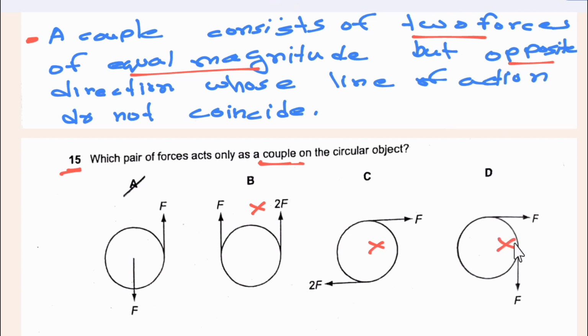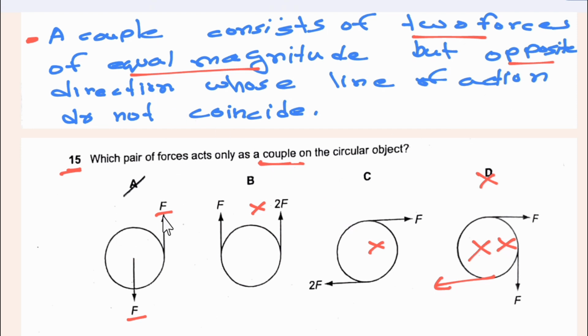but the forces do not act in opposite direction. If the force were acting in this direction, then this would be the answer, but since they are not acting in the opposite direction, this would not be the answer. Then for option A, we can see forces of equal magnitude acting in opposite direction whose line of action do not coincide. Line of action not coinciding means the forces are not acting at the same place.